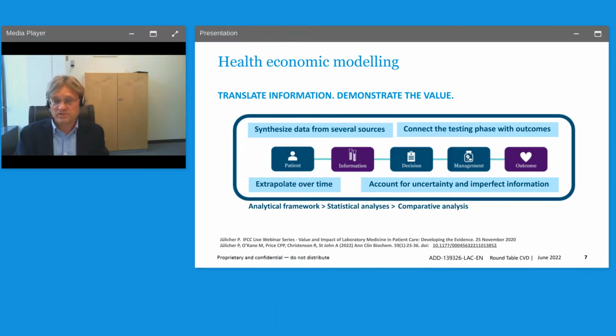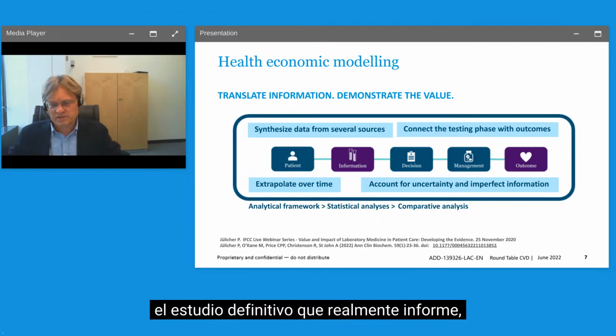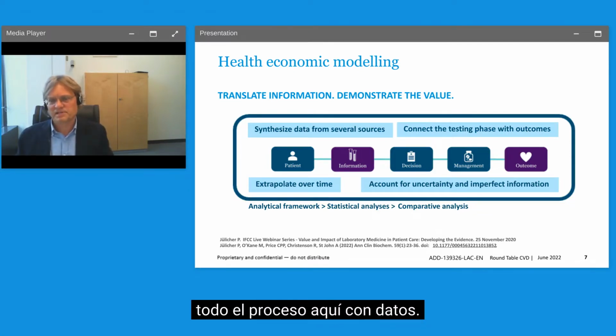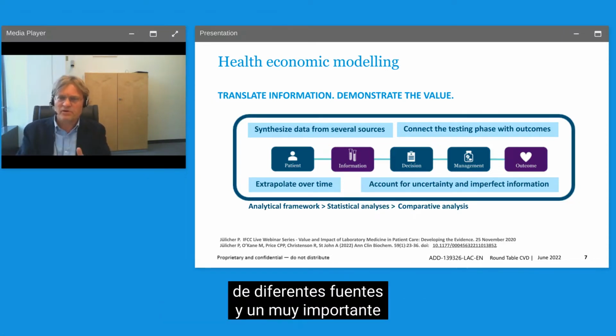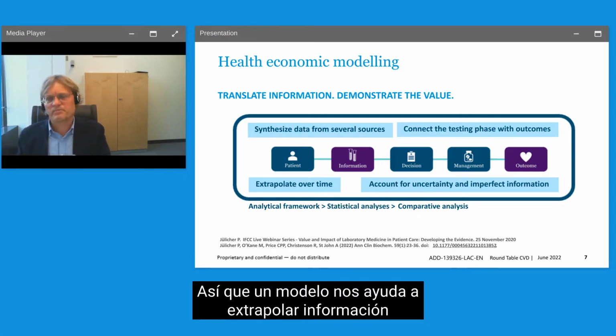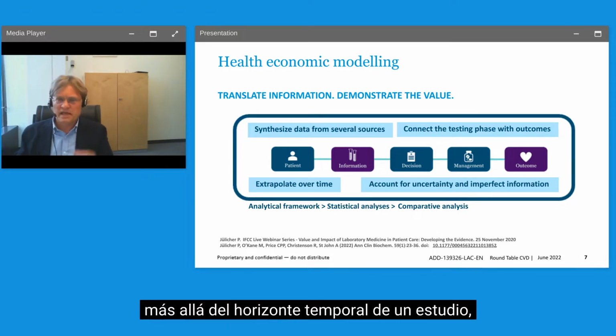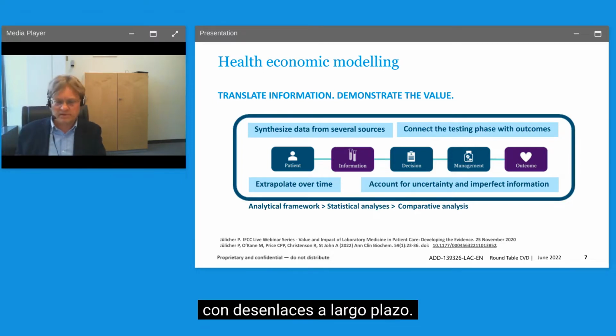from several sources. Because there is not actually the ultimate study that informs the entire process with data, we need to pick information from different sources. And a very important point is the extrapolation over time. A model helps us to extrapolate information beyond the time horizon of a study. And this is how we connect the testing phase with troponin, for example, or other risk scores, with long-term outcomes.